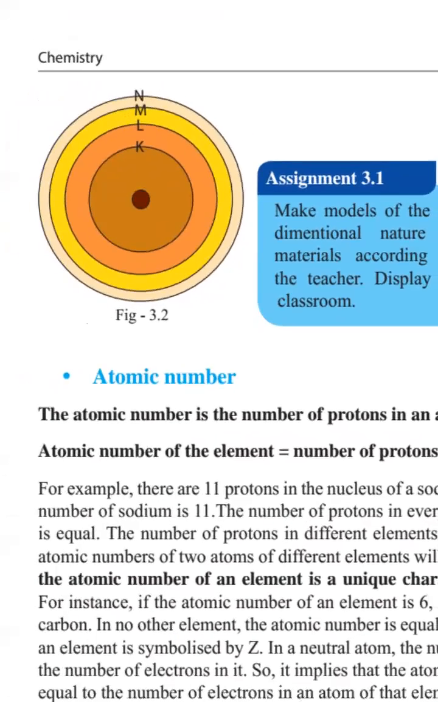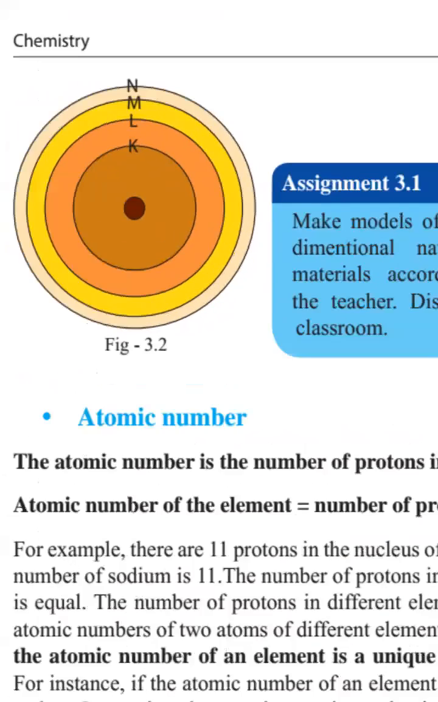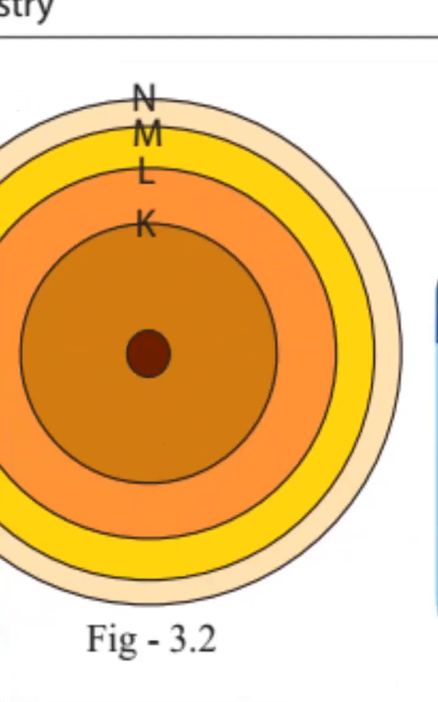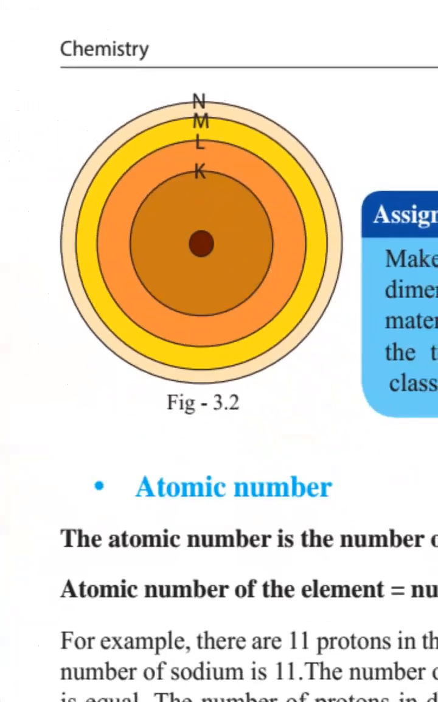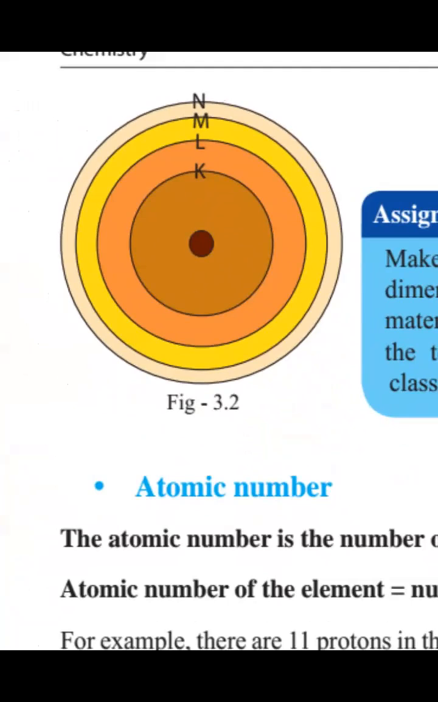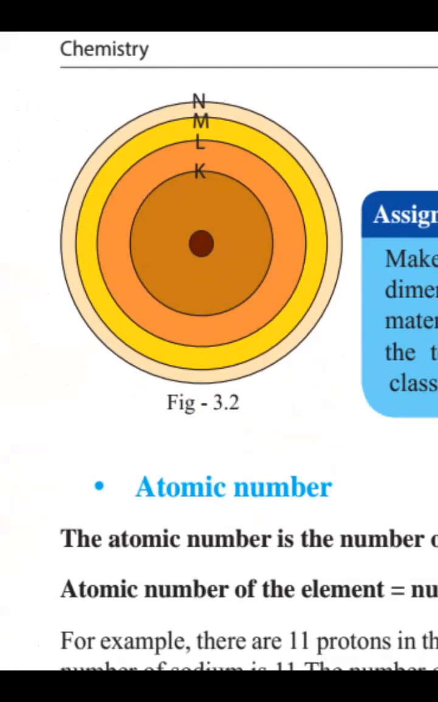This is Bohr's model, Niels Bohr model. Look at the energy levels, look at the gaps. The gap decreases and energy increases. Energy increases from K to N, but the gap decreases.